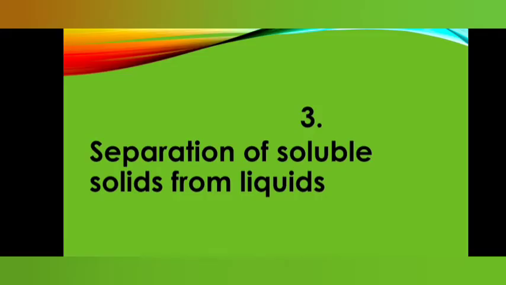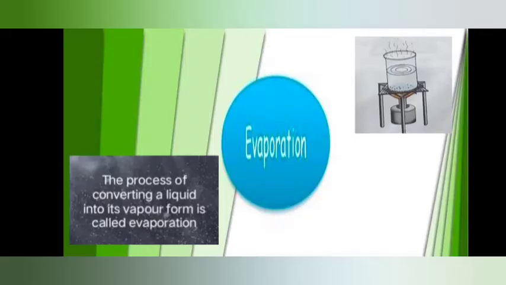Now the third category is separation of soluble solids from liquids. Now how will we separate the soluble solid from the liquids? Let's see how we separate them. The first method is evaporation. Evaporation is the process of converting a liquid into its vapor form. In this process heat is used. As a result, the liquid component evaporates, leaving the solid component behind.